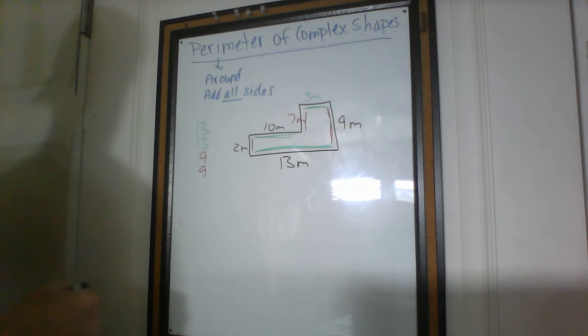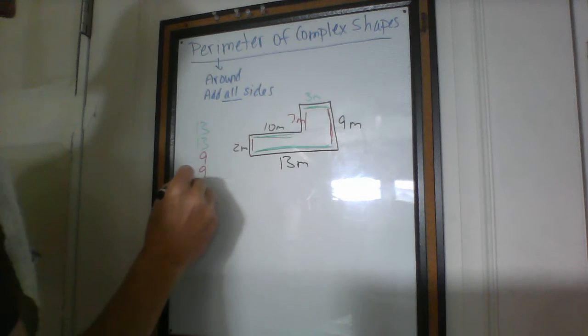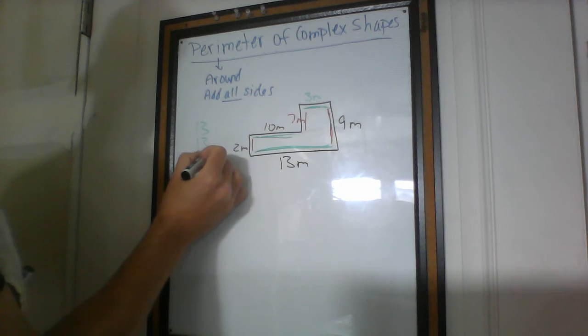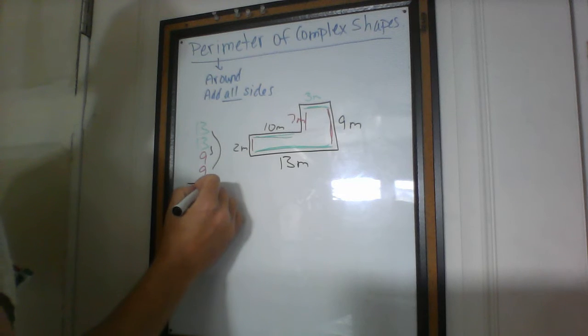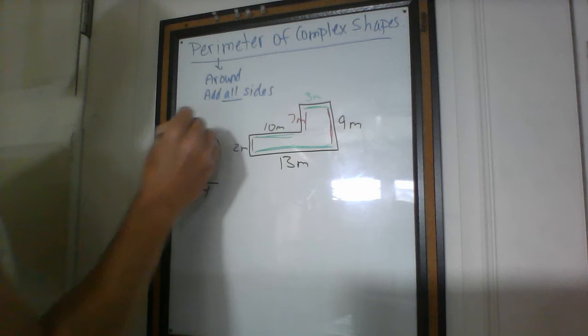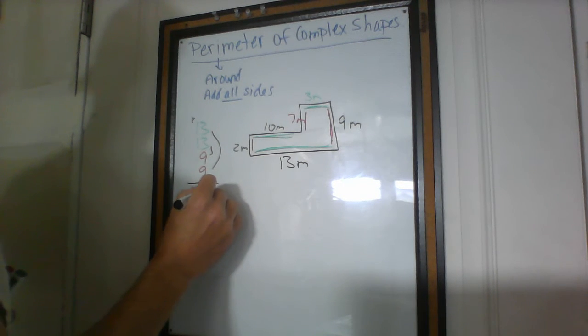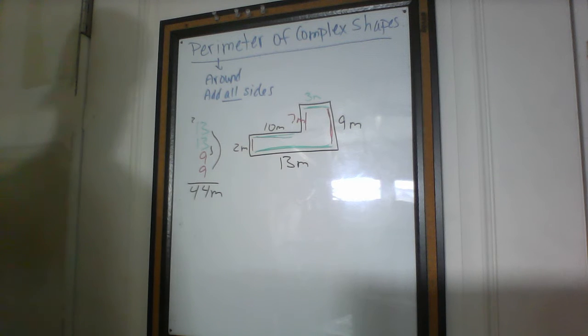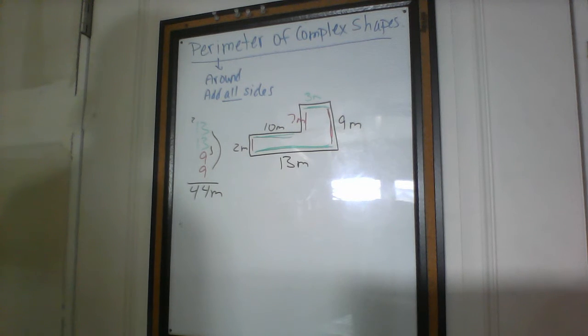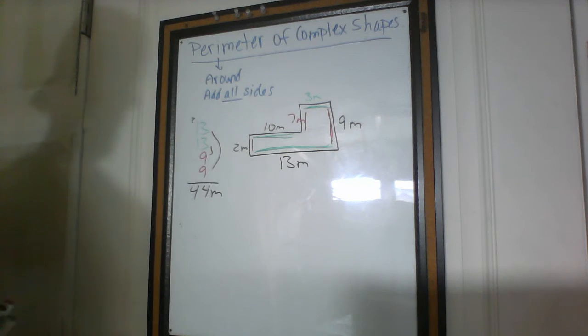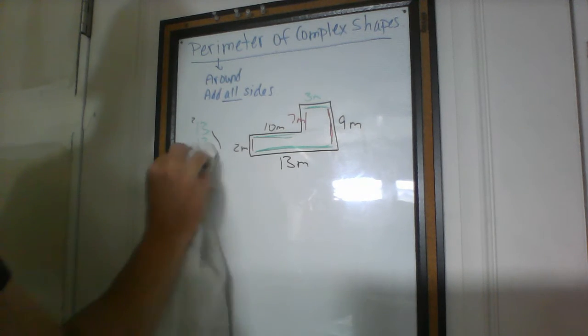But then we can add each of these up. So right there I got 12, and I have 12. So there's 24. Carry that. And there's still the 44 meters for our perimeter. Okay, so that trick works for this particular L shape when we're finding the perimeter.